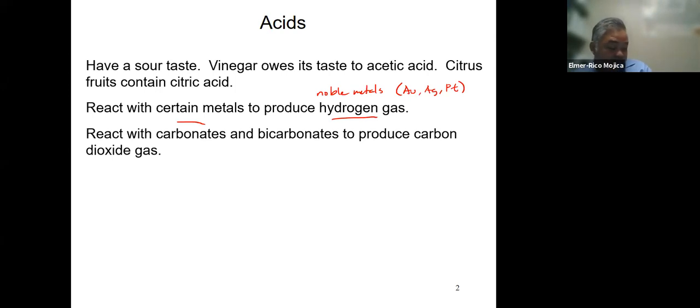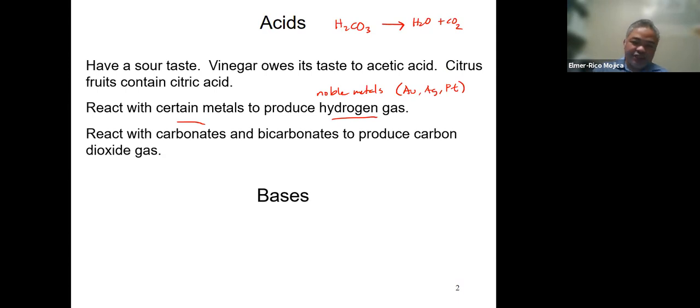And then the acids can also react with the carbonates and bicarbonates to produce carbon dioxide. What is really produced there is carbonic acid, which will break down to H2O and CO2.